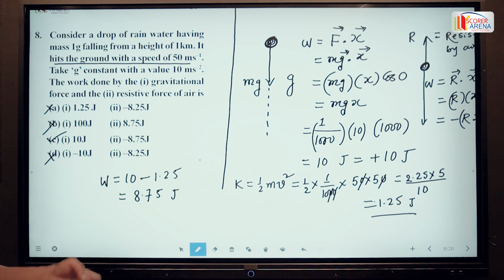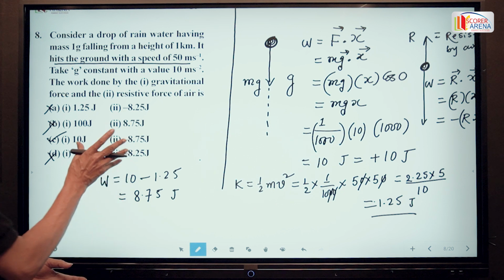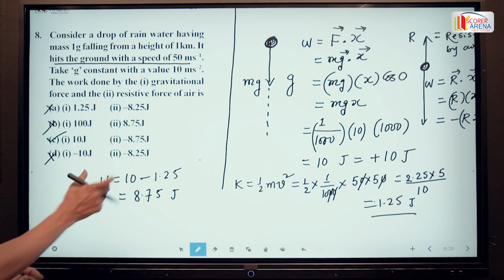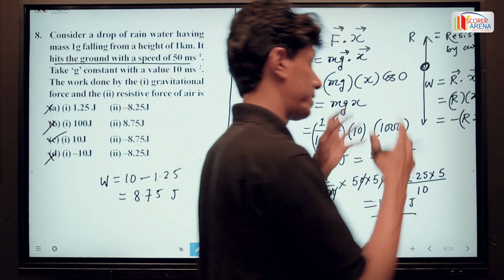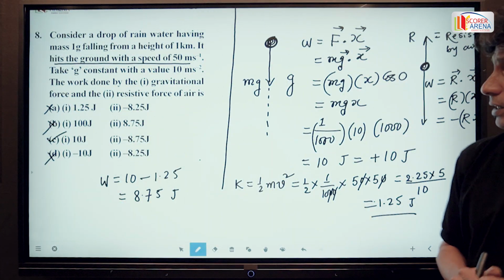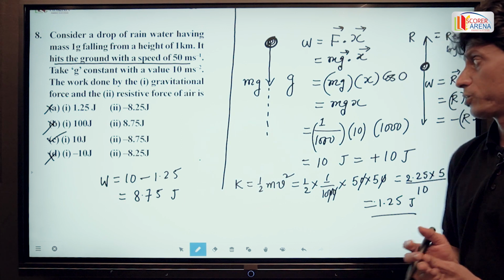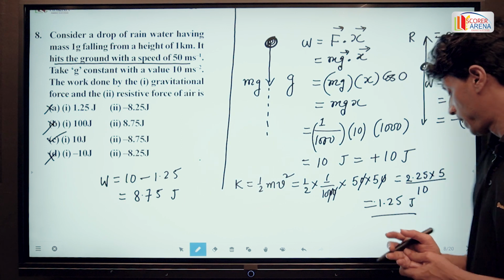But this work done is negative work done. It will be dissipated. You can't get back this energy. This energy is not stored because this work is done by a non-conservative force, that is the air resistive force.